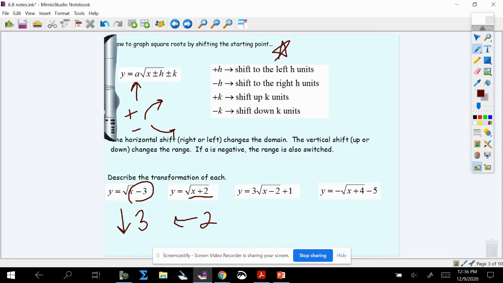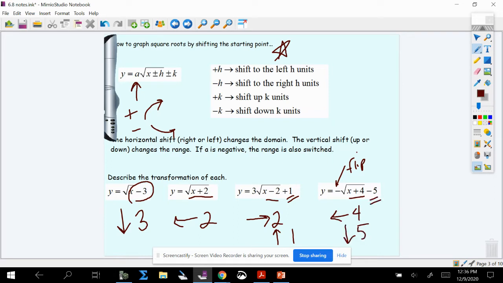This next one has a couple things going on. Since there's a -2 under the radical, it's going to go to the right 2 spaces. And since there's a 1 at the end, it's going to go up 1 space. And this last one is kind of like the trifecta. Everything's going on here. This is going to flip it, so it's going to make it arc downward. This +4 is going to make it go to the left 4. And the -5 at the end is going to make it go down 5.